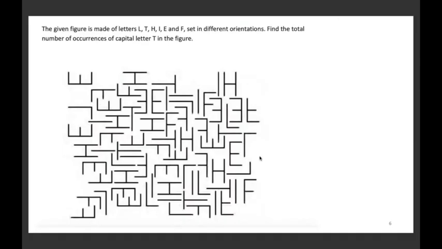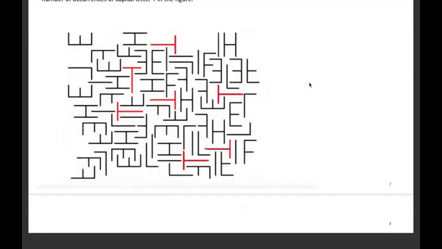The given figure is made up of the letters L, T, H, I, E, and F, set in different orientations. You have to find the total number of occurrences of the capital letter T in this figure. How many occurrences of the capital letter T occur in this diagram? So here, these are all the occurrences: 1, 2, 3, 4, 5, 6, and 7. 7 occurrences of the letter T. Okay, move to the next one.